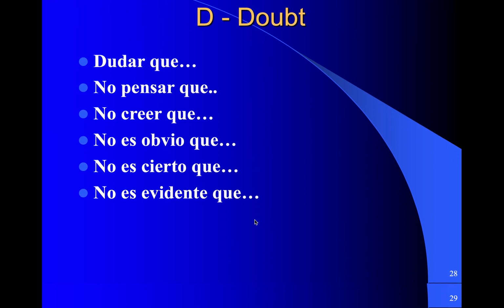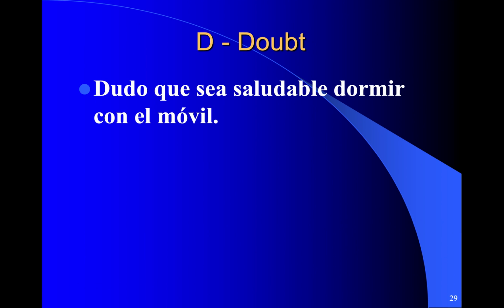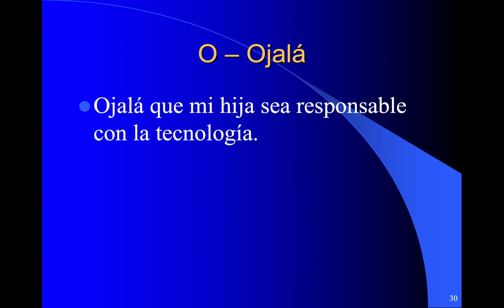Por ejemplo, dudo que sea saludable dormir con el móvil. I doubt that it is healthy to sleep with your phone. So dudo que is our phrase that expresses doubt. Sea, we put the verb ser in the present subjunctive. D is for doubt. And our last, the O is ojalá.